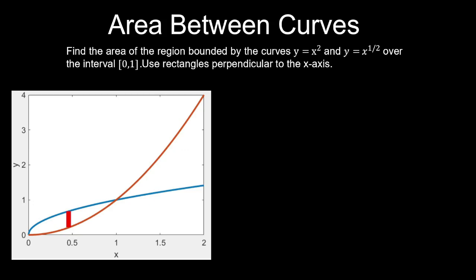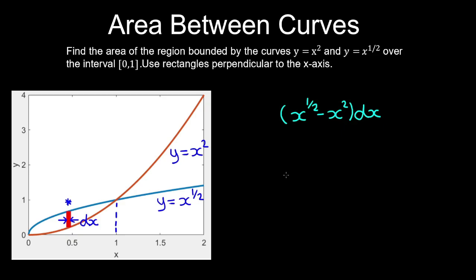Let's find the area of the region bounded by the curves y equals x squared and y equals x to 1/2 over the interval from 0 to 1. And we're asked to use rectangles that are perpendicular to the x-axis. So therefore the thickness of the rectangle is dx, and to obtain the height, the square root curve lies above the parabolic curve. So what we do is subtract x squared from x to 1/2 to get the height of that rectangle.